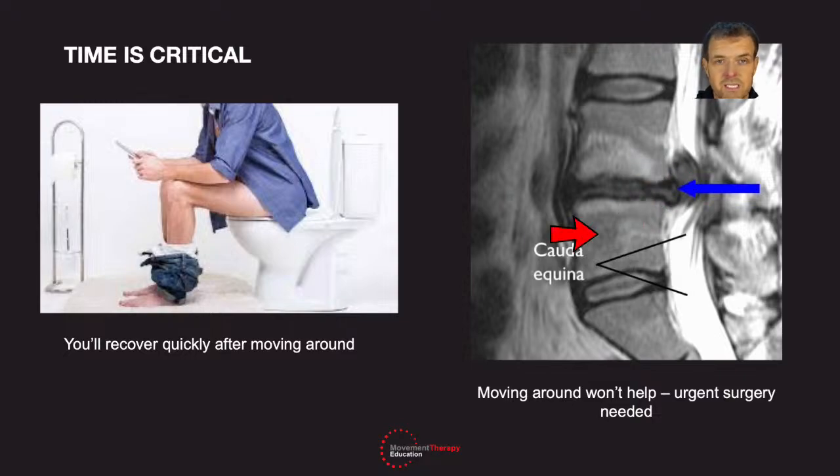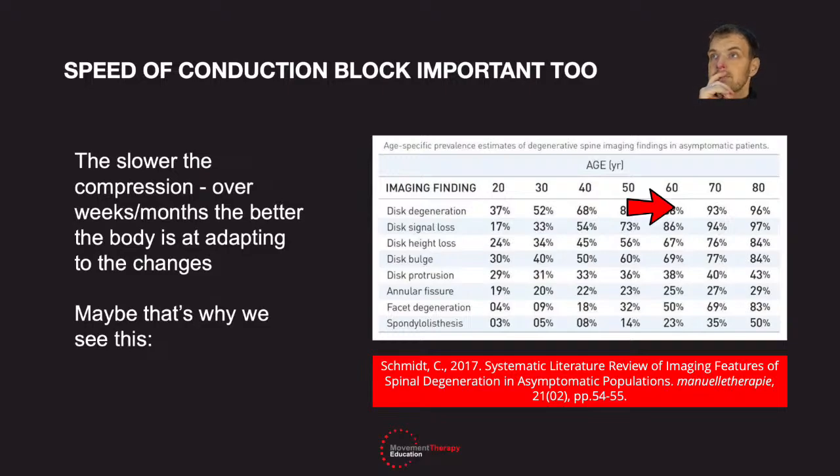If those nerves continue to be compressed for a long period of time, especially in cauda equina, you will lose the ability to control your bowel and your bladder, and you may even have paralysis. So it can be really, really serious, and that's why we need to keep an eye out for it.